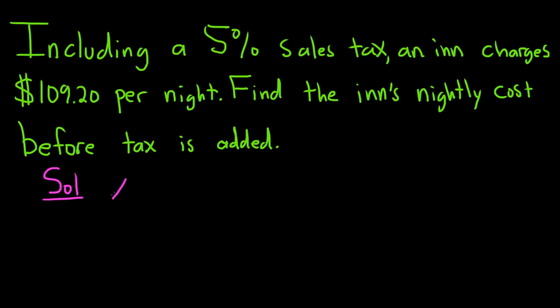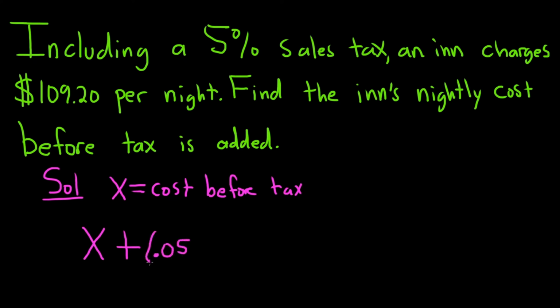So typically what you do in these problems is you let x be the variable that you're looking for. So x is the cost before tax. So it's the cost of the inn before tax. Okay, we need to figure out what that is. So we know that there's a 5% sales tax. So we know that the cost of the inn with tax is going to be the cost before tax plus the 5% sales tax. So that's 5% of the cost before tax.